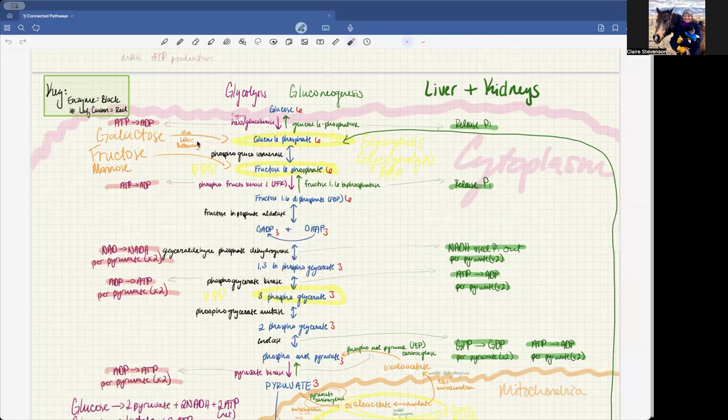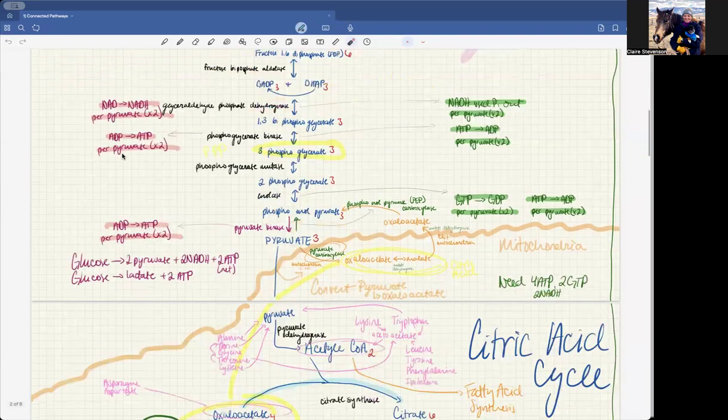Galactose can be converted into glucose 6-phosphate via the lower pathway, and fructose and mannose can be converted into fructose 6-phosphate to then also be used as potential sources for these intermediates as well. Or these intermediates can be broken down into these other sugars if those sugars are necessary for a different purpose.